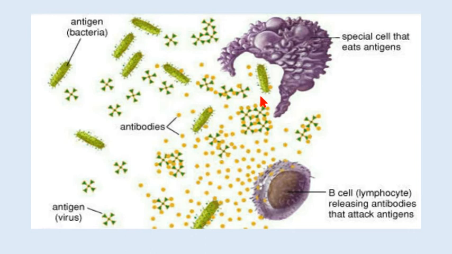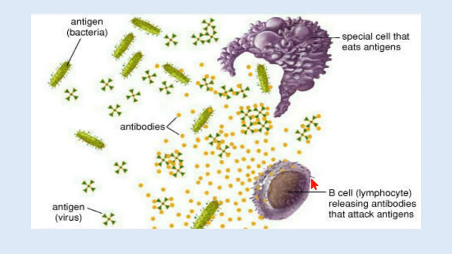So they just form a pseudopodia-like structure around the pathogens and engulf them, and then inside the cell it produces digestive enzymes to destroy the pathogens. So that's how it destroys pathogens. The process is known as phagocytosis. Phagocytosis basically means eating away. So it engulfs pathogens and secretes digestive enzymes to destroy them.